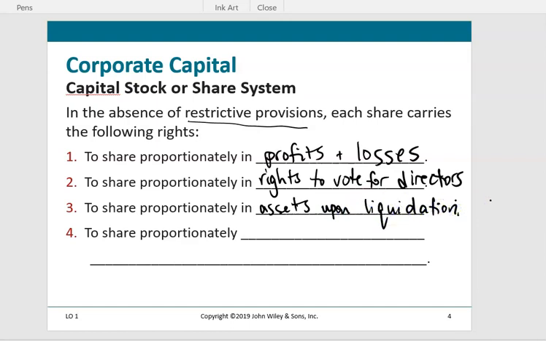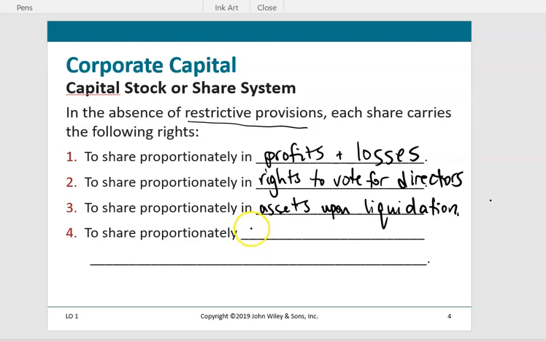And finally, to share proportionately in any new issues of stock of the same class, and that's known as the preemptive right. What that refers to is if the company decides to issue new shares of stock, additional shares above and beyond what was issued, let's say, initially, then the existing stockholders get a say. If 100 new shares are going to be issued, those existing stockholders get the right to maintain their same ownership percentage. So if I owned 1/100th before, I have the option to buy one new share so that I can maintain the same ownership percentage once new shares go out to the market.